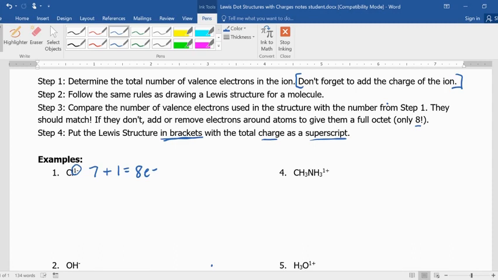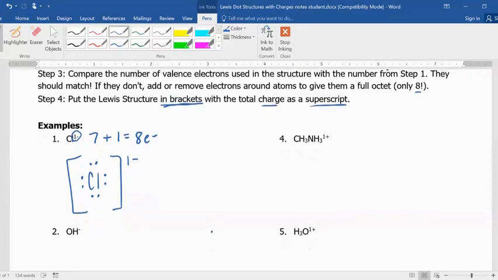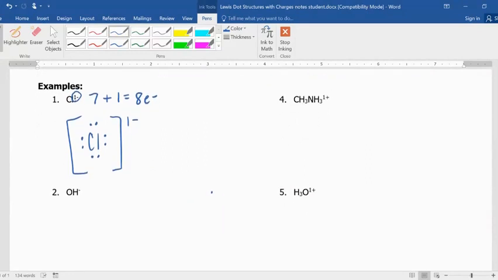So if we just draw the symbol Cl, and then we have 8 electrons, that would be a full octet for chlorine. Now our new step is that we're going to put the Lewis structure in brackets, and we are going to write the charge as a superscript. And that's it. Okay, that one seemed pretty easy. Let's try a polyatomic ion.